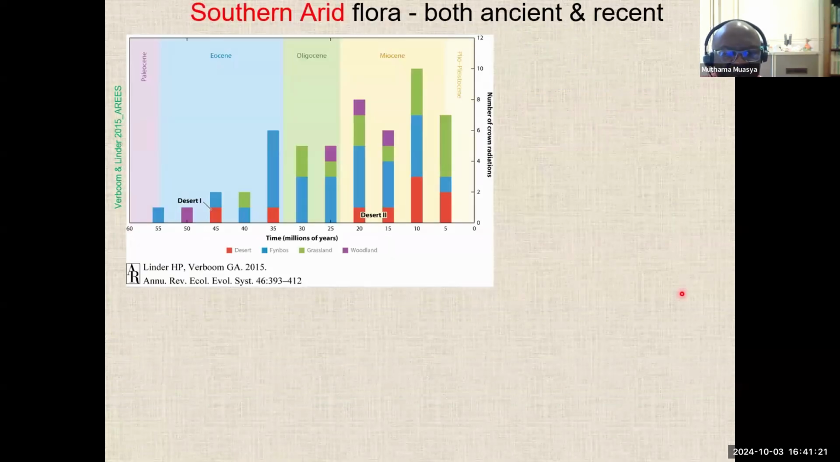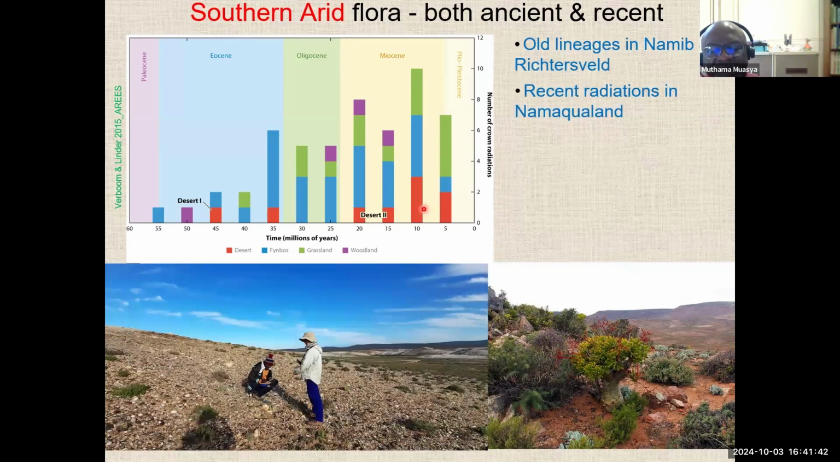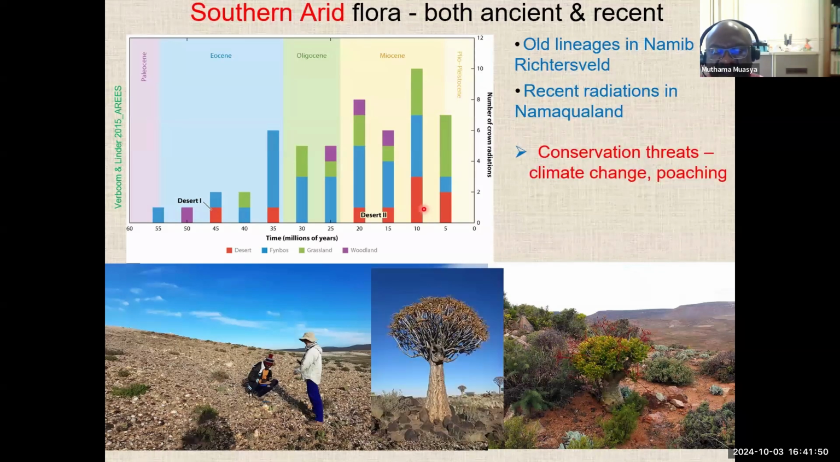And in a nutshell, if one looks at the Cape and summarizes, as my colleagues Peter Linder and Tony Verboom did, we find that the distinct assemblages have had different histories. The deserts, for example: we've got the Kalahari being old, but we've got a second radiation within the succulent Karoo. When one looks at those, one needs to think that you could be in a habitat where you're having a signature of different radiations happening side by side. And conservation threats, especially due to climate change, need to consider the history and the drivers of the radiation of those lineages.